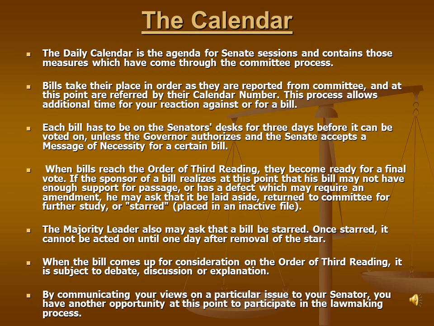The calendar. The daily calendar is the agenda for Senate sessions and contains those measures which have come through the committee process. Bills take their place in order as they are reported from committee, and at this point are referred to by their calendar number. This process allows additional time for your reaction against or for a bill. Each bill has to be on the senator's desk for 3 days before it can be voted on, unless the governor authorizes and the Senate accepts a message of necessity for a certain bill.